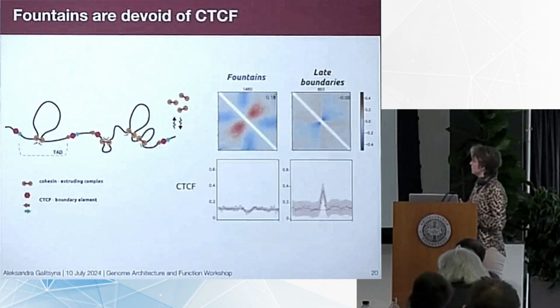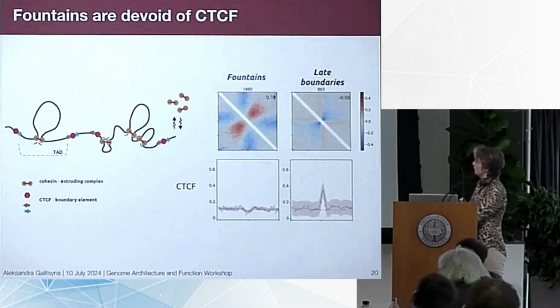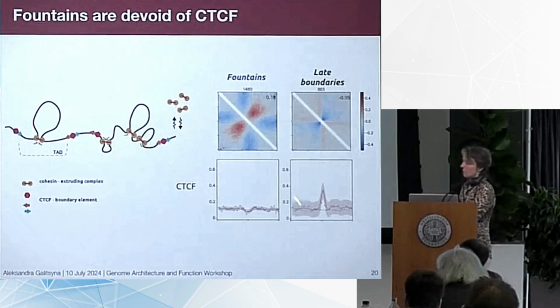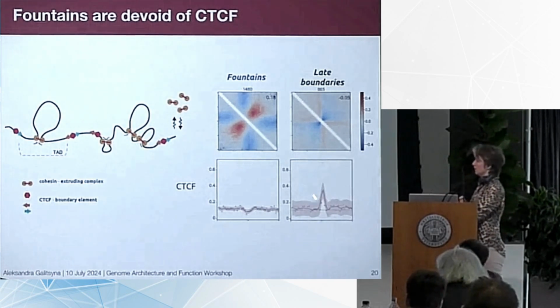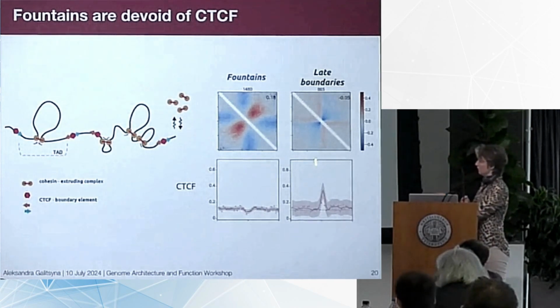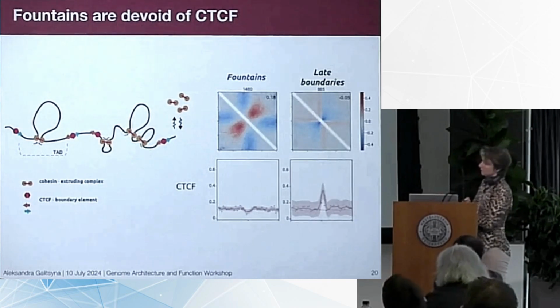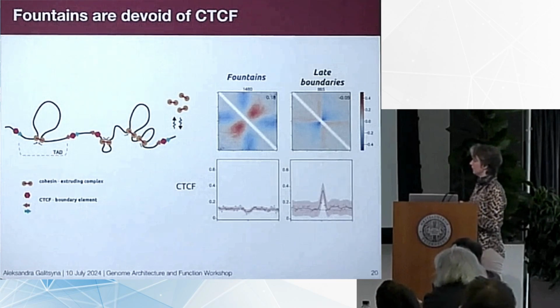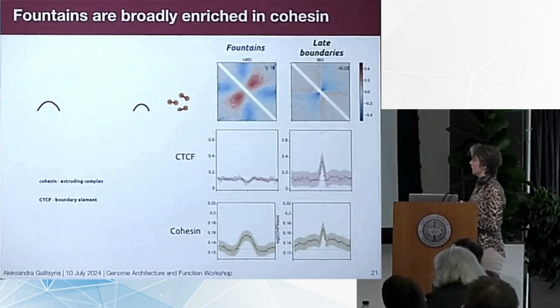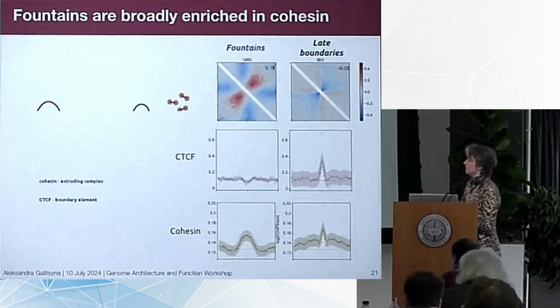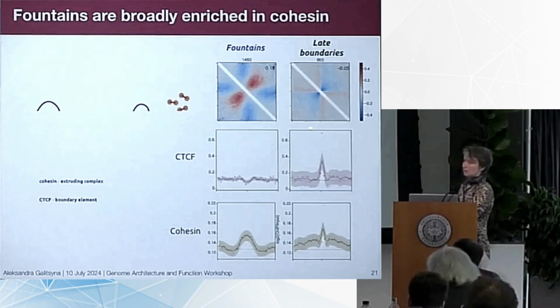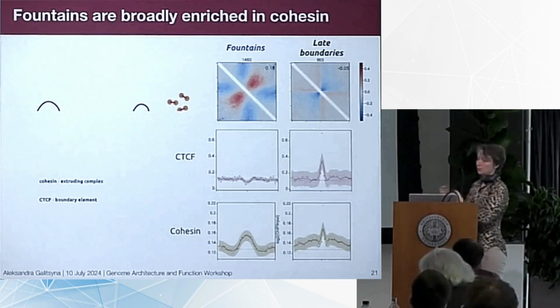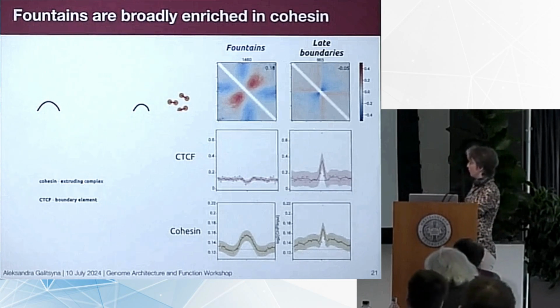First, we tried to look at the fountains versus boundaries, and CTCF was not enriched at fountains. It was enriched at late boundaries only, which means that CTCF is not involved in the formation of these structures. Next, we took cohesin, and cohesin indeed was peaking at the late boundaries, because we know that cohesin will be accumulating at the stop points.